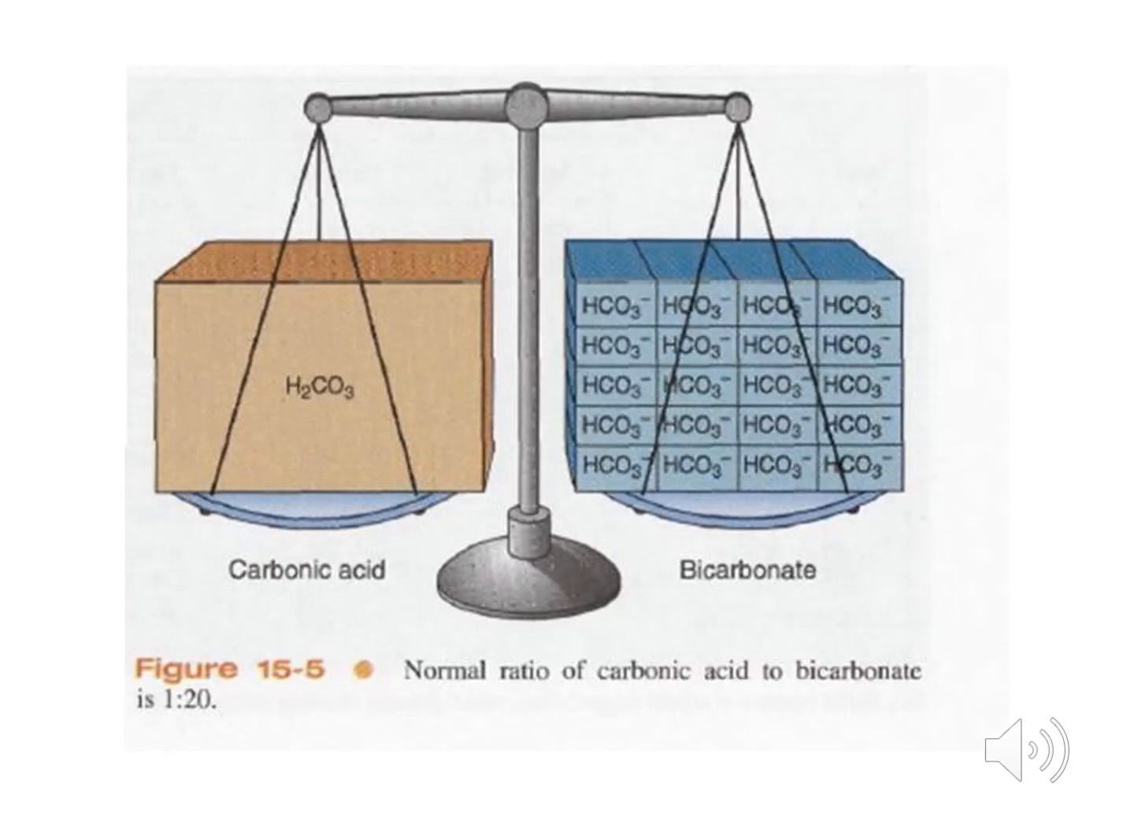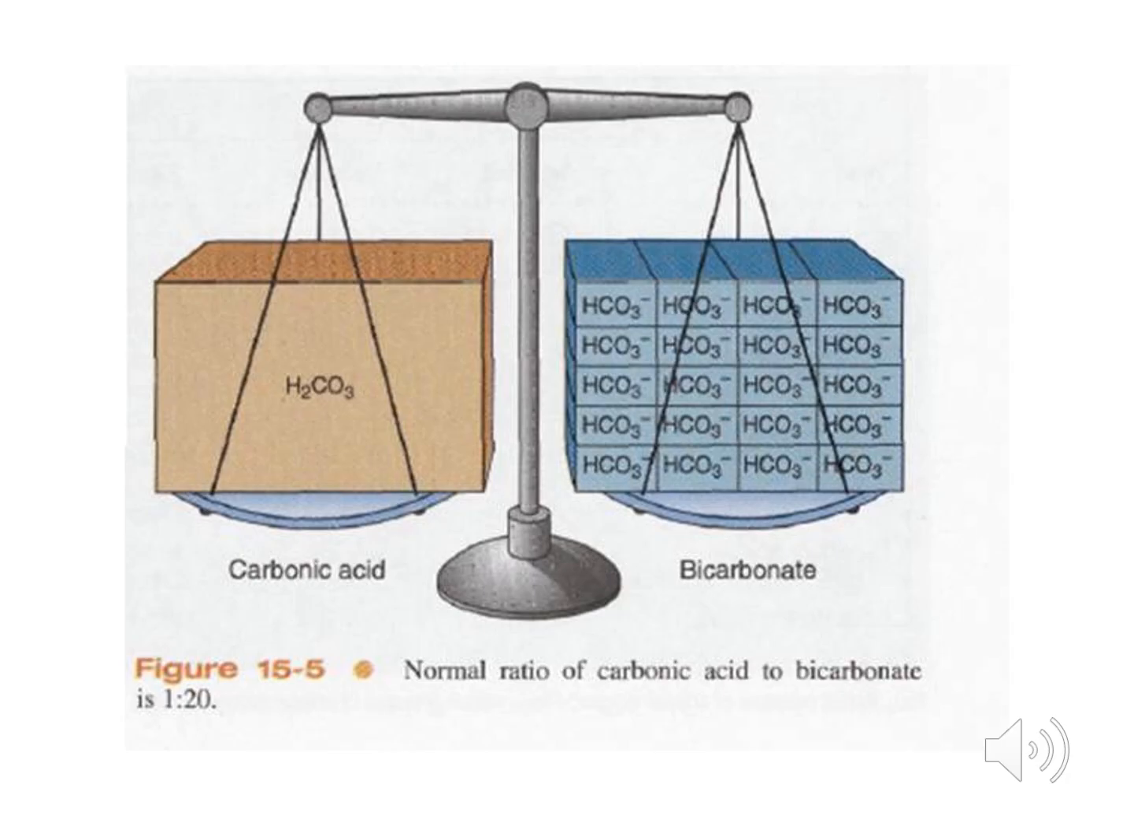The value of this 20:1 ratio is to help you understand how the ratio is kind of like a scale, as you see in this picture. If you get a little bit too much bicarb on board, all we have to do is retain a little bit more carbonic acid, and we can balance the scale and keep the pH normal.